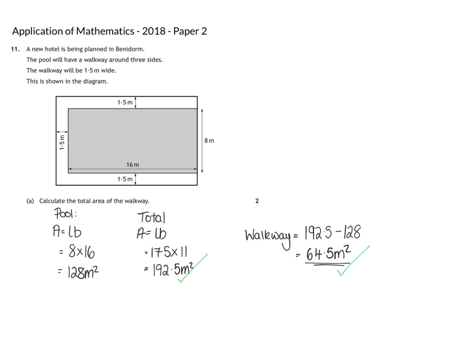So going on to part B, the walkway is going to be covered in tiles. 16 tiles are needed to cover 1 square metre. The tiles are sold in boxes of 50. Each box costs €71.95, and we need to calculate the cost of tiles needed for the walkway. So we know we're going to have to work out how many tiles we need. For each square metre, we've got 64.5 square metres, so we're going to have to times that by 16 to work out how many tiles we're going to need.